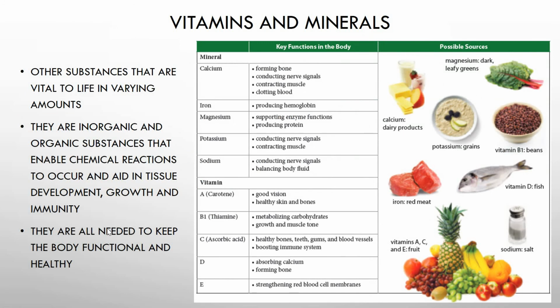Now, other substances that are vital to life in varying amounts are called vitamins and minerals. They're inorganic, and some of them can be organic, but they help our chemical reactions that help with our tissue development, growth, and immunity. They're all needed to keep the body functional and healthy. So take a look at the chart to your right. You can pause the video. There is in the notes a chart for you to fill in that correlates to this specific table.